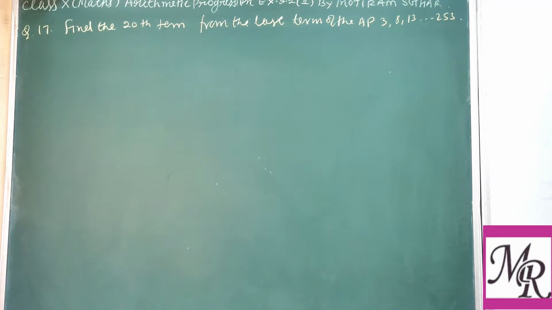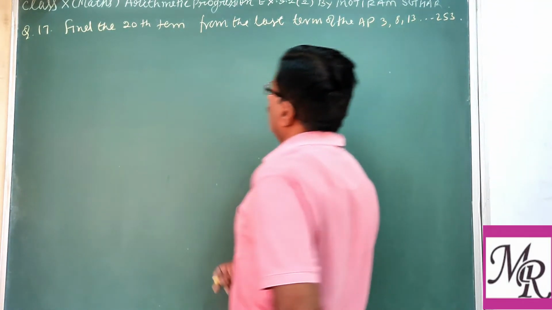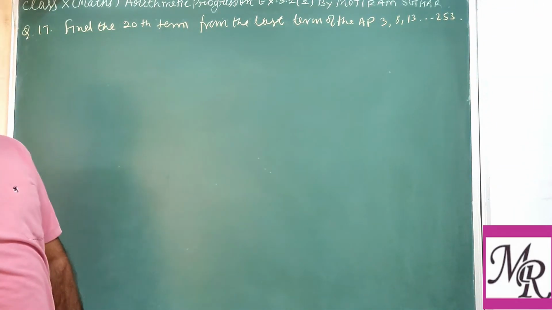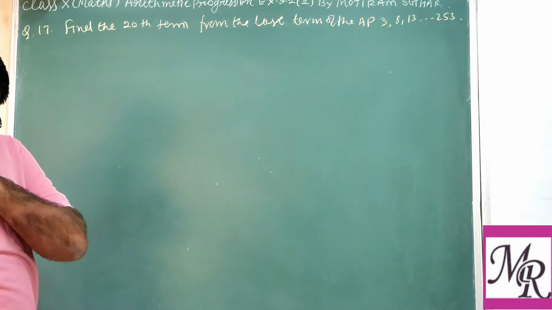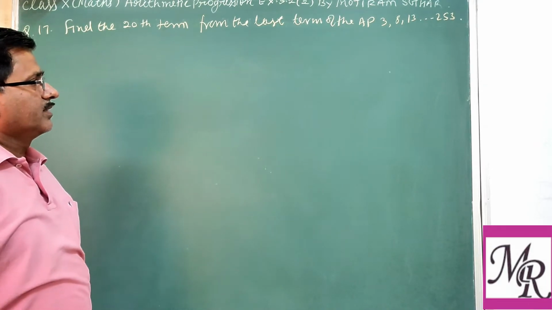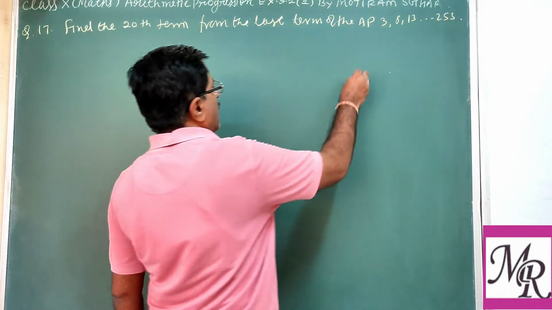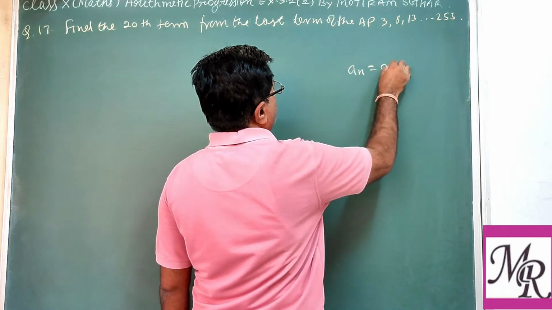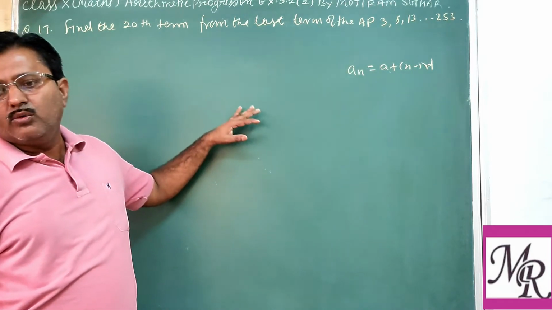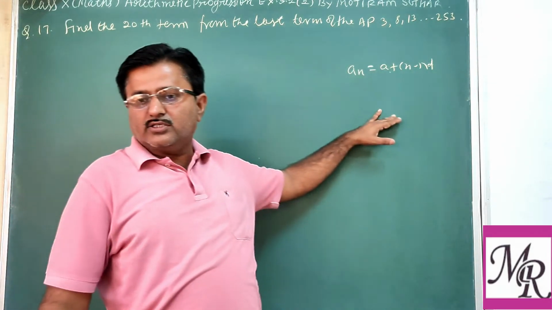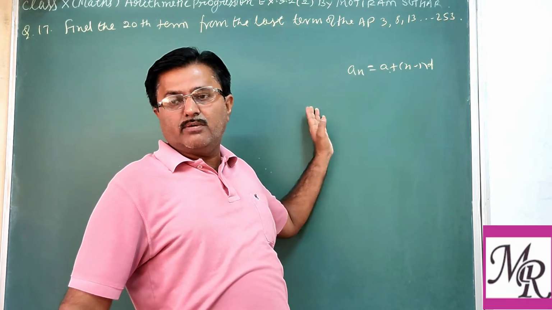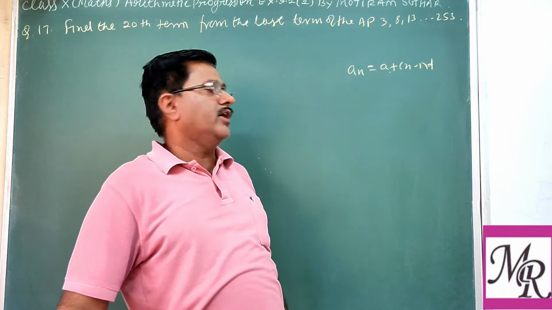Next is: find the 20th term from the last term of the AP 3, 8, 13 up to 253. Generally we have to find a term from the starting, so we use the formula an equals a plus n minus 1 into d. With this formula we can find any term from the starting, like the 10th term, 100th term, 1000th term.